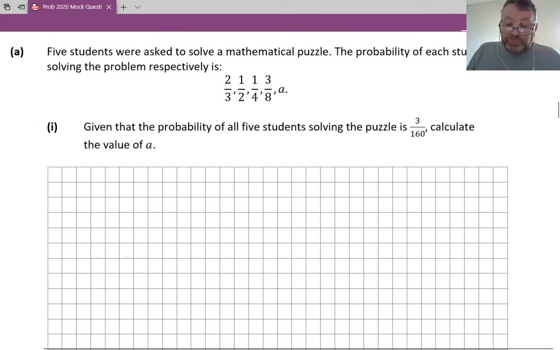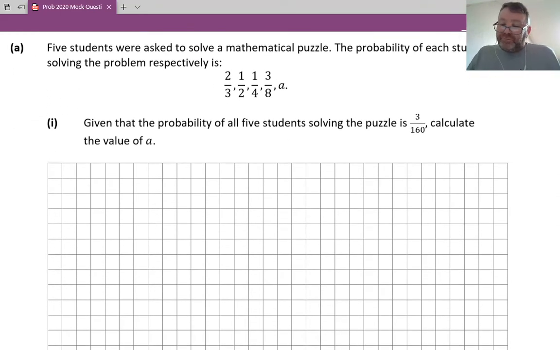Okay, question two. Five students were asked to solve a mathematical puzzle. The probability of each student solving the problem respectively is 2/3, 1/2, 1/4, 3/8, and an unknown called A. Given that the probability of all five students solving the puzzle is 3 over 160, calculate the value of A. Now, if all five students are solving the puzzle, that's the first student solves, and the second solves, and the third solves, all the way up as far as the fifth one.